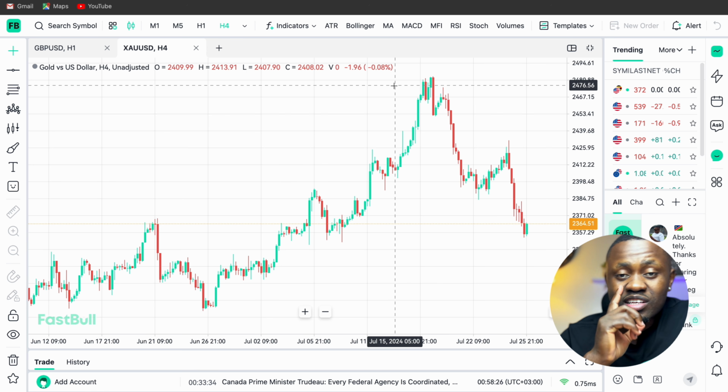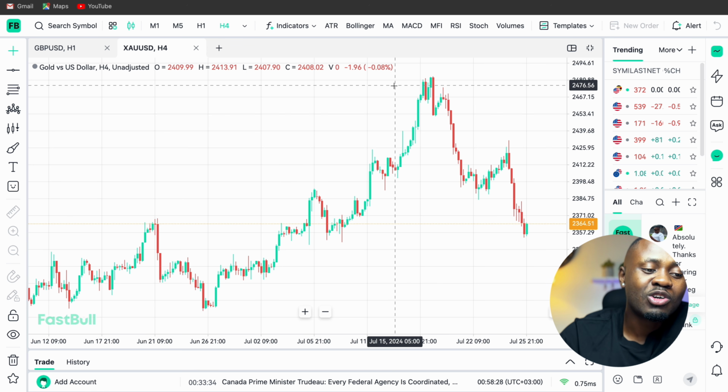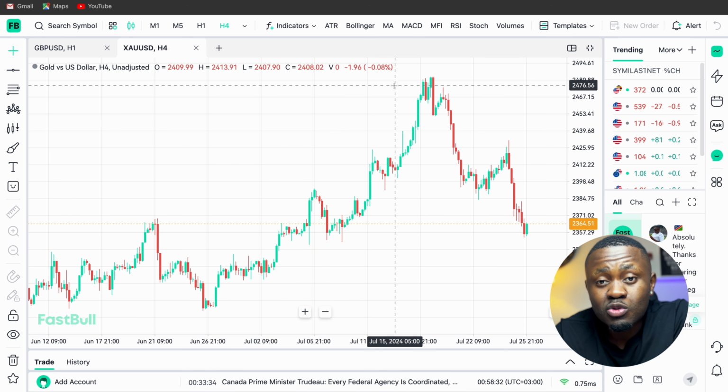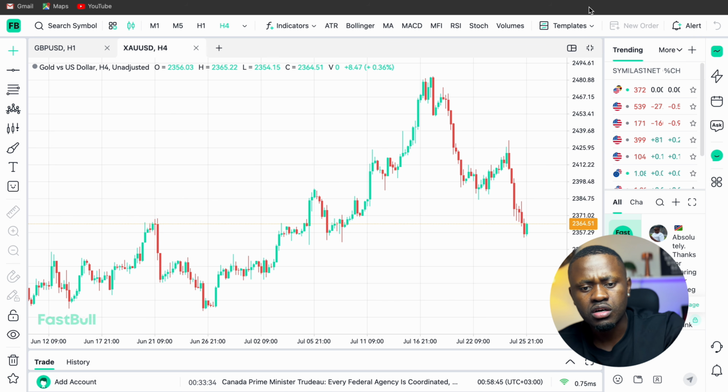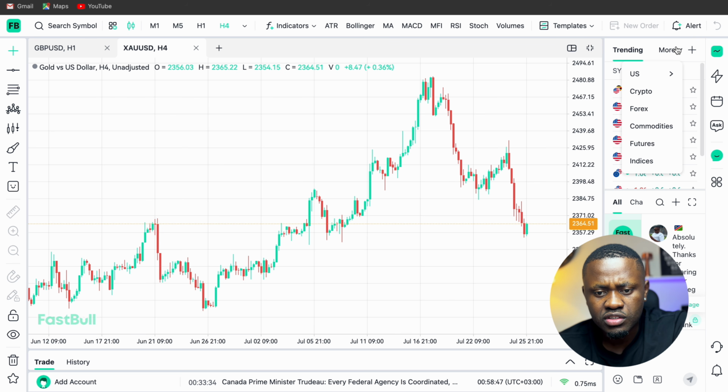Now, one of the pairs that I love to trade the most is gold. Guys, you see, when you master how to trade gold, you'll be able to make millions of dollars. I'm honest. You'll be able to make thousands of dollars every single week if you have a sniper entry. You see, guys, lately I've been trading gold. As you can see, this is my chart. I have so many components I can choose from right here. As you can see, I have US stock markets, crypto, forex, commodities, futures, and so many more.